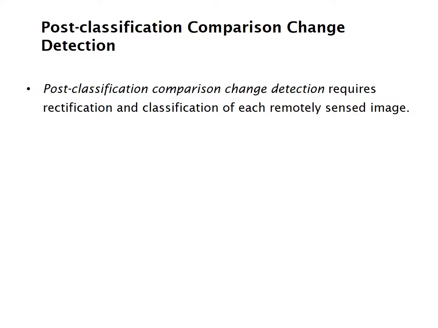Post-classification comparison change detection requires the rectification and classification of each remotely sensed image. What does that mean? It means that in order to do change detection in this fashion, you have to apply some sort of a classification scheme to the image. So you don't use the raw image. You classify it out as this is this and this is this. And then once you do that, and the images are rectified, in other words lined up perfectly, and the classification has been completed, you can then compare one to the other and determine if there was a change.